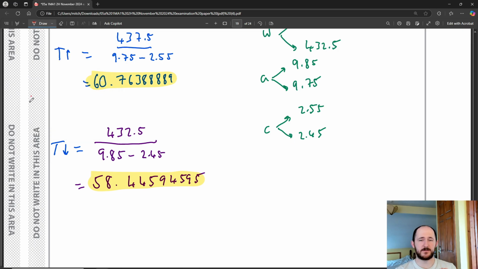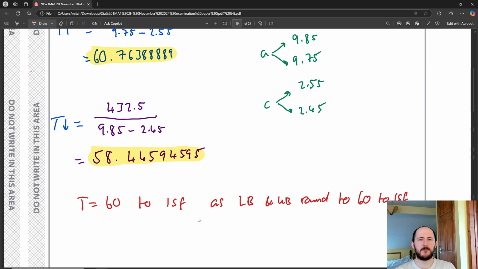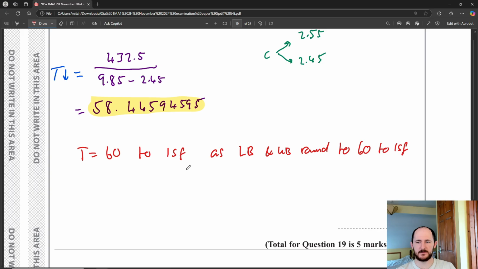Now, in all the other questions I've done, I haven't actually seen it be just 1SF. It's normally kind of like 1 decimal place or 2 decimal places. But the answer is 60. So t is equal to 60 to one significant figure. As the values do not change, they both round to 60. As the lower bound and upper bound round to 60 to 1SF. That means to a suitable degree of accuracy, t is 60 for 5 marks. Hopefully not too bad now.